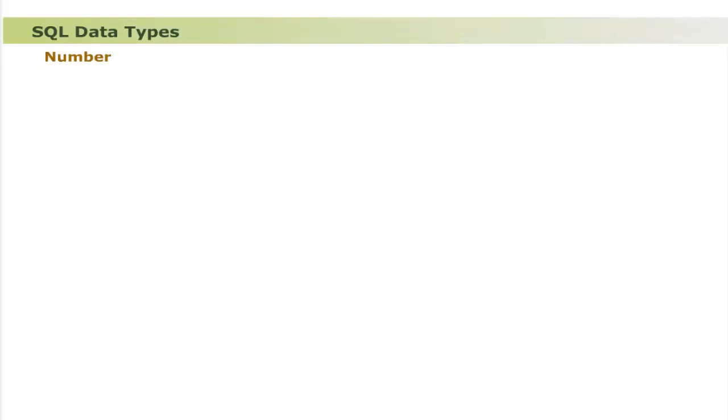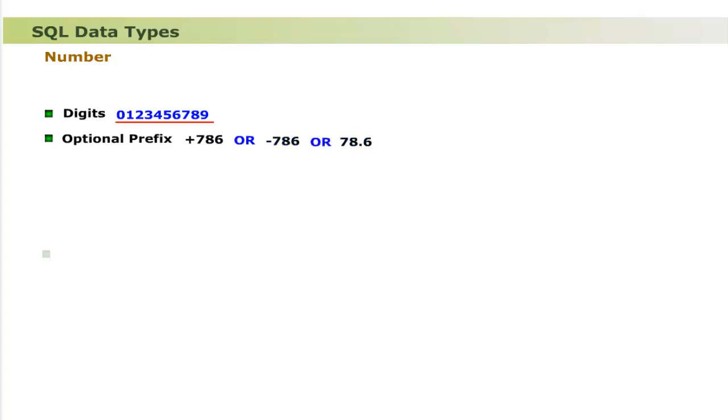Number. The number data type values consist of digits from 0 to 9 with an optional prefix plus or minus sign or a decimal point. 40 digits is the maximum width of a value. The decimal point, plus or minus, if any, are not counted as digits. The number data type takes two forms.